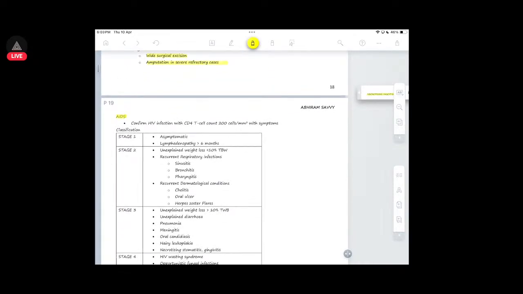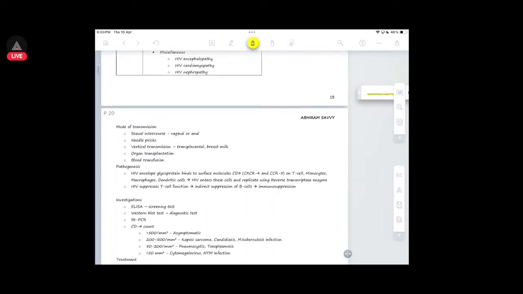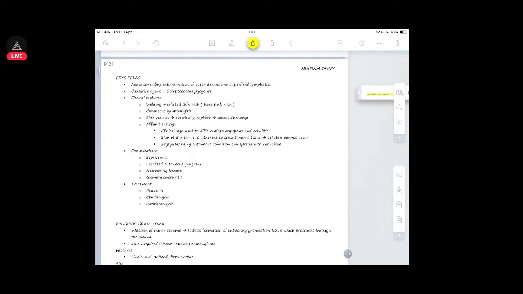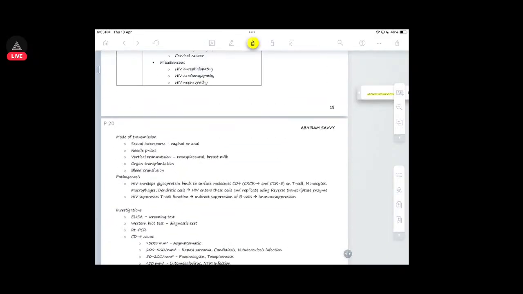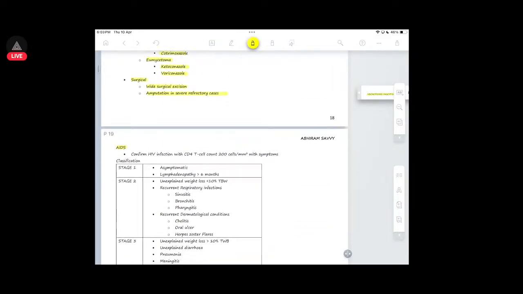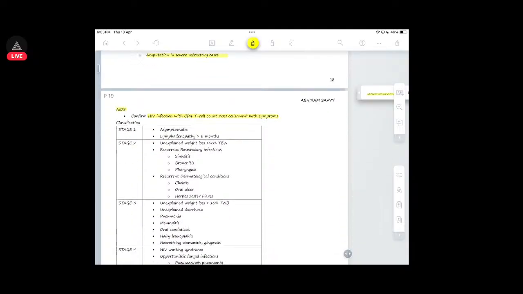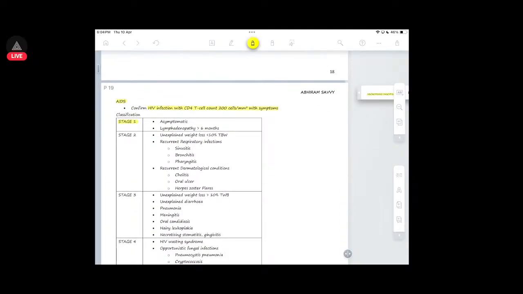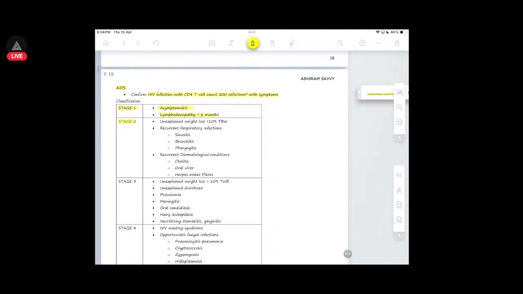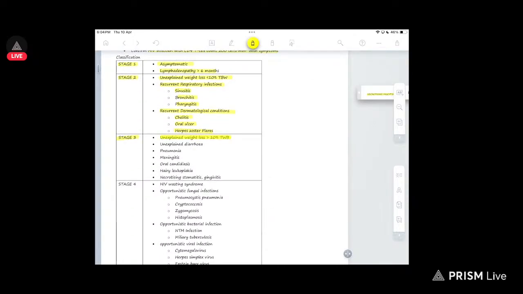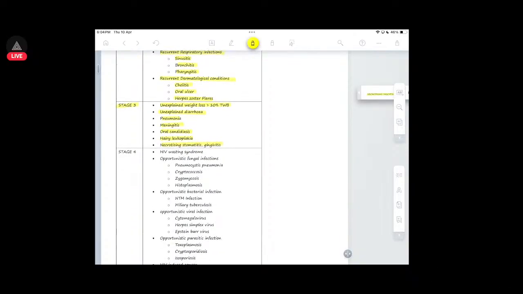Next we have AIDS in surgery, just for precautions around AIDS patients. It is an HIV infection with a CD4 count less than 200 cells. Symptoms: stage 1 is asymptomatic lymphadenopathy for more than 6 months. Stage 2 is unexplained weight loss of more than 10%, recurrent respiratory tract infections, and recurrent dermatological infections. Stage 3 is again unexplained weight loss, unexplained diarrhea, pneumonia, meningitis, candidiasis, oral hairy leukoplakia, and necrotizing stomatitis. Stage 4 is HIV wasting syndrome.